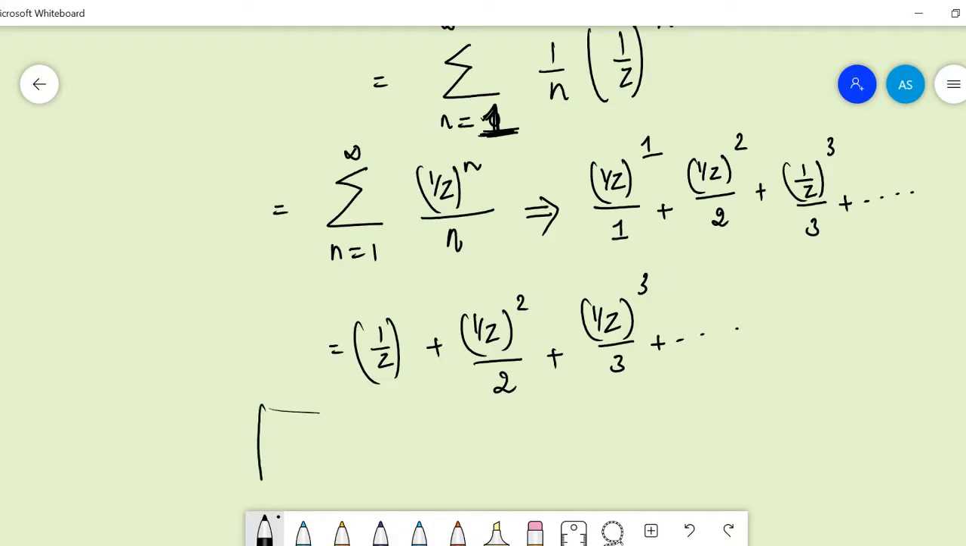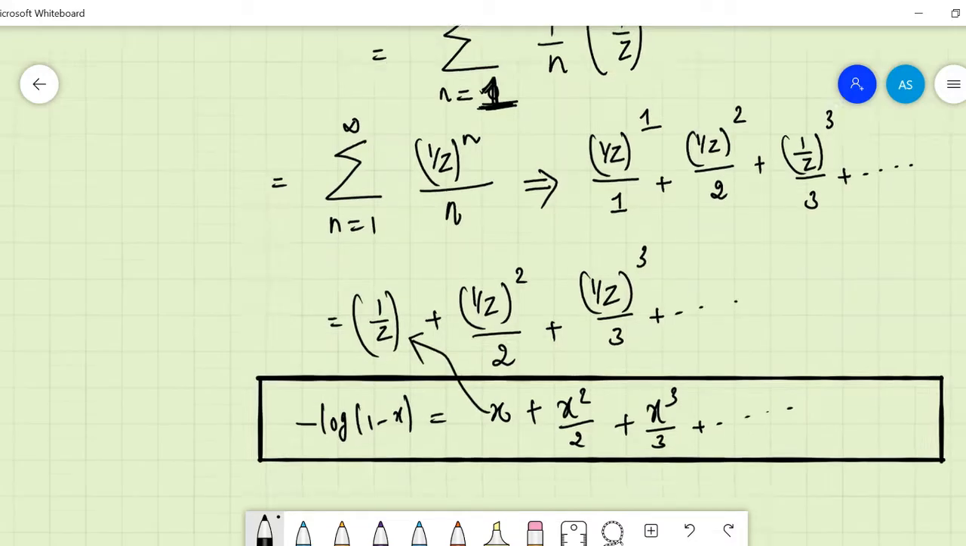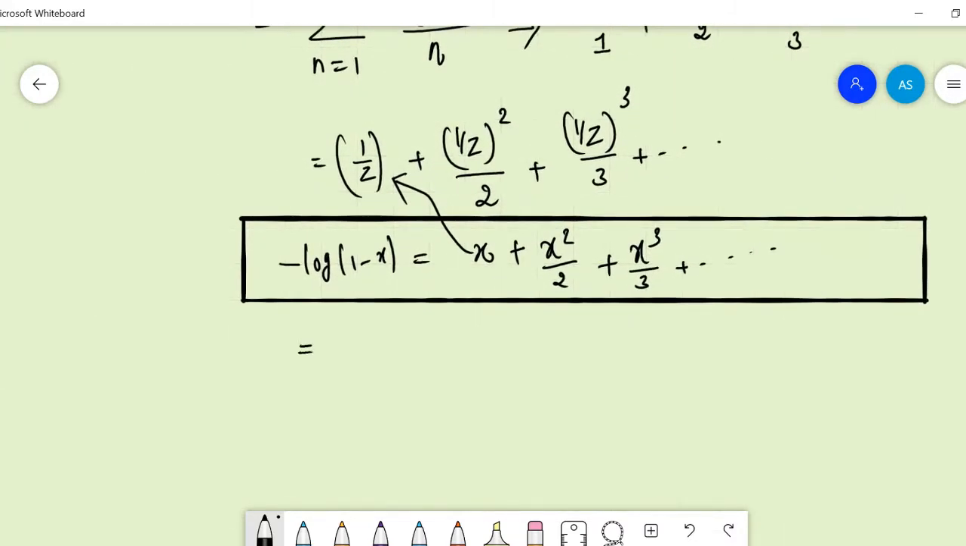So now, which is in the form of minus log of 1 minus x. So the result for this expansion is x plus x square by 2 plus x cube divided by 3 plus etc. Here we are having the same format, x square by 2, x cube divided by 3. So in place of x we are having 1 divided by z. Now the series general term is minus log of 1 minus x, that is minus log of 1 minus 1 by z, minus log of z minus 1 by z.